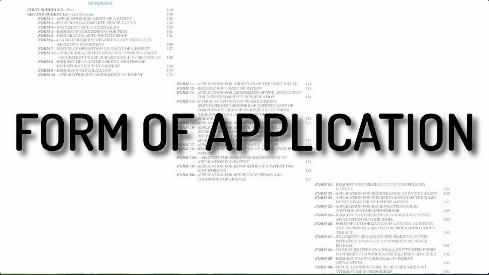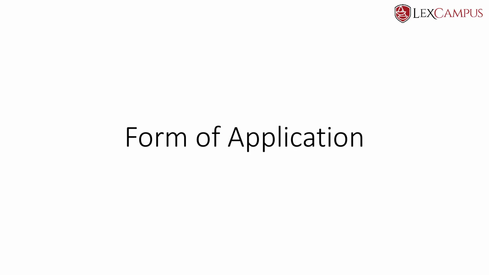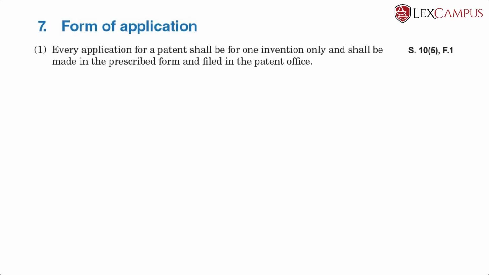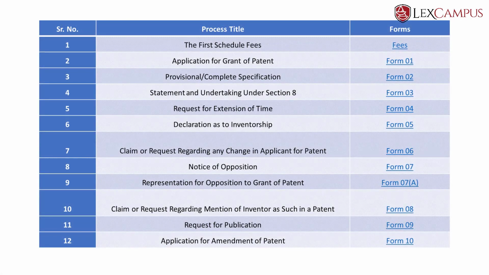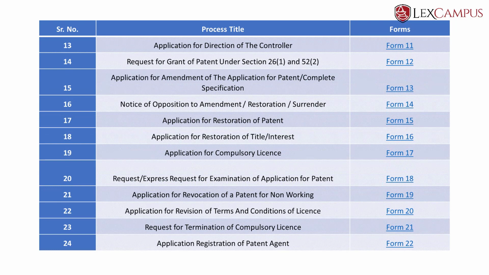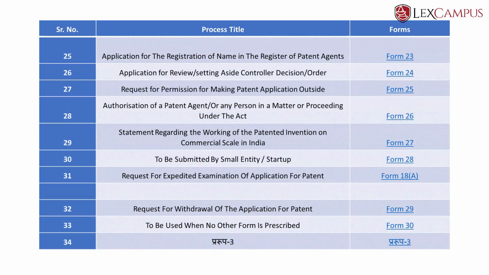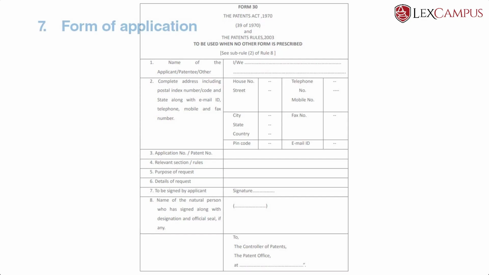Section 7 deals with the form of application. As we had already mentioned, the prescribed forms are contained in the second schedule of the rules, and for everything there is a form. Almost for anything that you need to do, there is a form, and there is also a form if you are not sure which form to use. There is a form to use where there is no form prescribed. It's quite comprehensive in that sense.